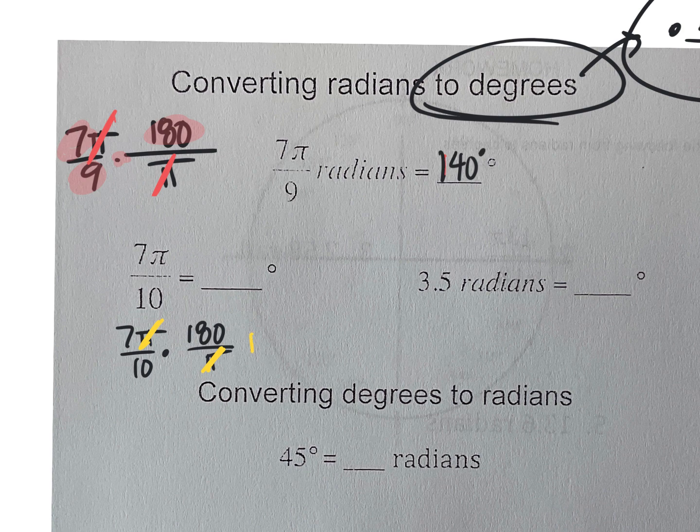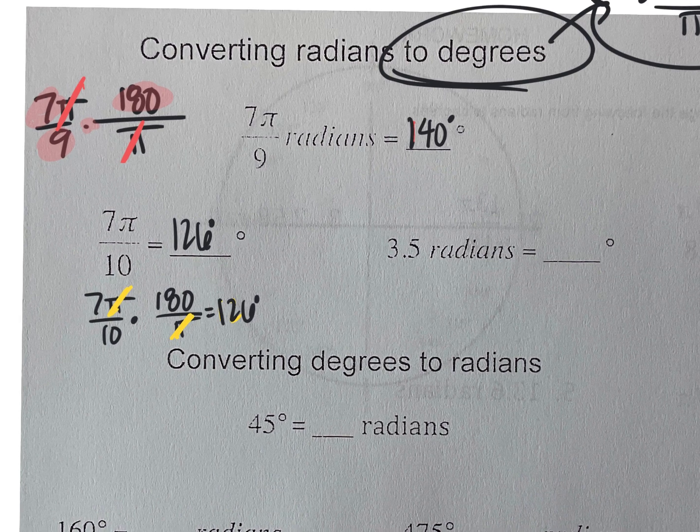Beautiful. 126 degrees. Perfect. When it just says 3.5, this one doesn't have a pi in it. Do you agree? We still do the exact same thing, times 180 over pi. We'd still just multiply by that.